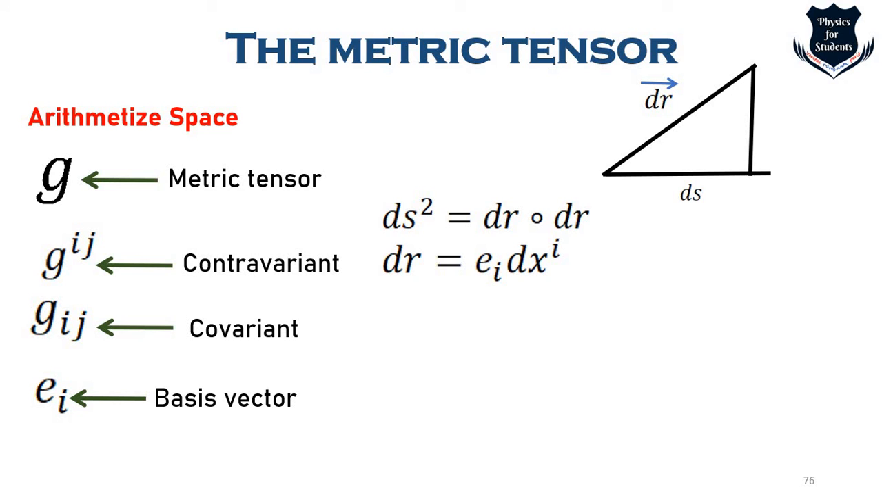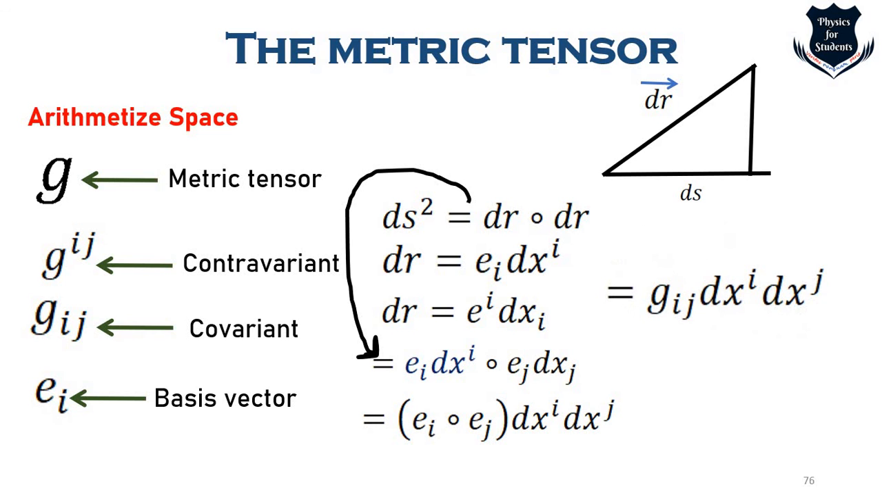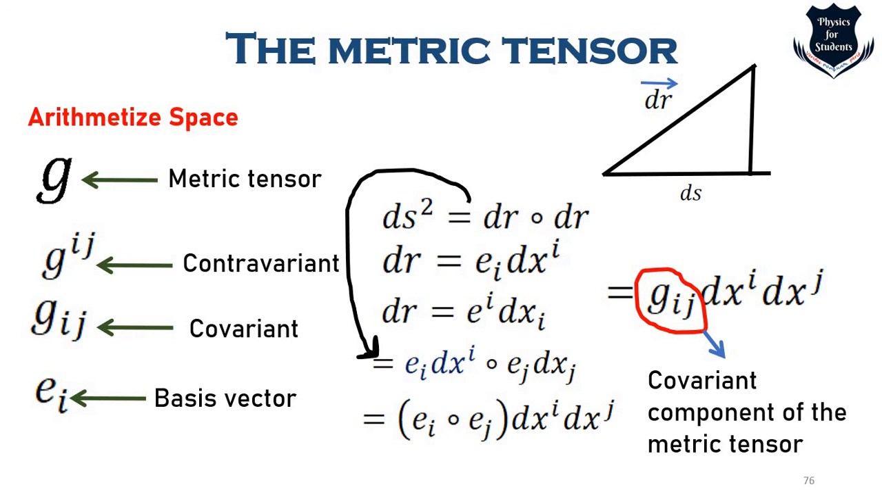Or using the covariant components, we can write this, and since ds squared is the dot product of dr with itself, which is that extended vector with the blue arrow, we can write it using the contravariant components this way, which leads to this, and this is, you see, the covariant component of the metric tensor. So this is how we define the covariant component of the metric tensor, right? Okay, fine.